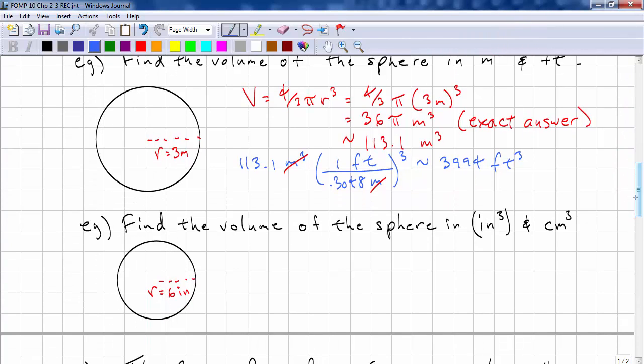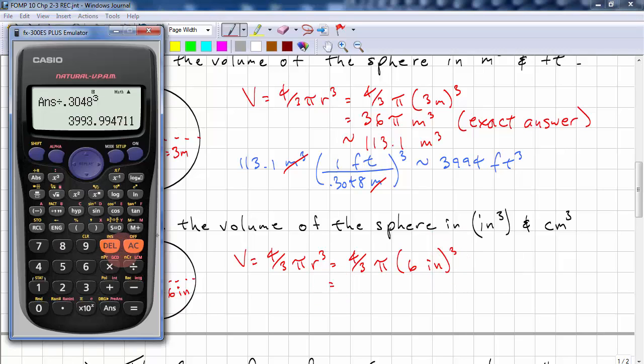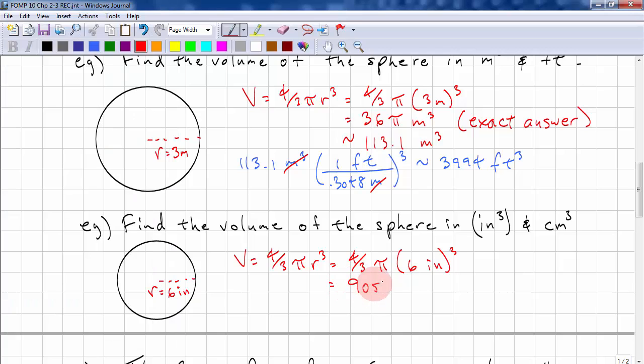Let's look at the next one. Find the volume of a sphere in cubic inches and cubic centimeters. Again, start off with a formula. 4/3 pi r cubed, and we get 4/3 pi 6 inches cubed. We can plug this into the calculator: 6 cubed times 4 times pi divided by 3. You can change the order, and we get 904, rounded up to 905 inches cubed.